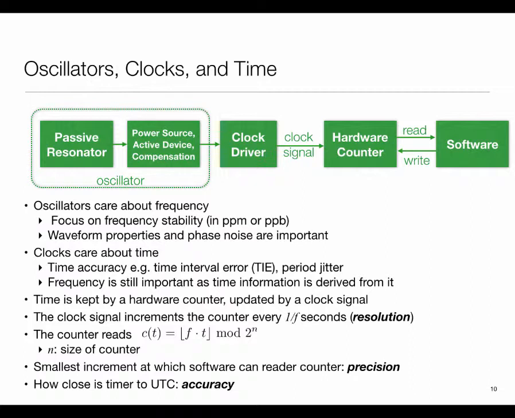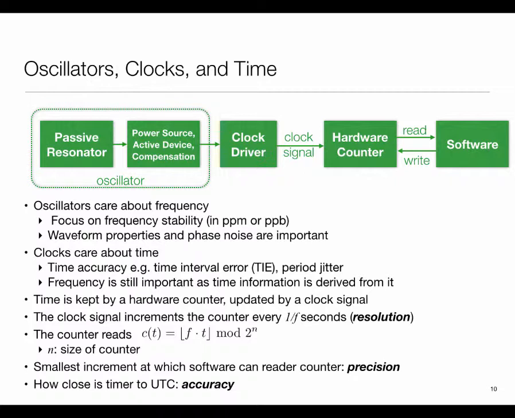We need this because otherwise a passive resonator cannot oscillate on its own, and also it dissipates energy as any real resonator would. Then we have a clock driver, which takes that signal, a periodic analog waveform, and gives us what we think of as a clock signal, a periodic digital waveform of some form. And that's what feeds into the hardware counter I referred to.